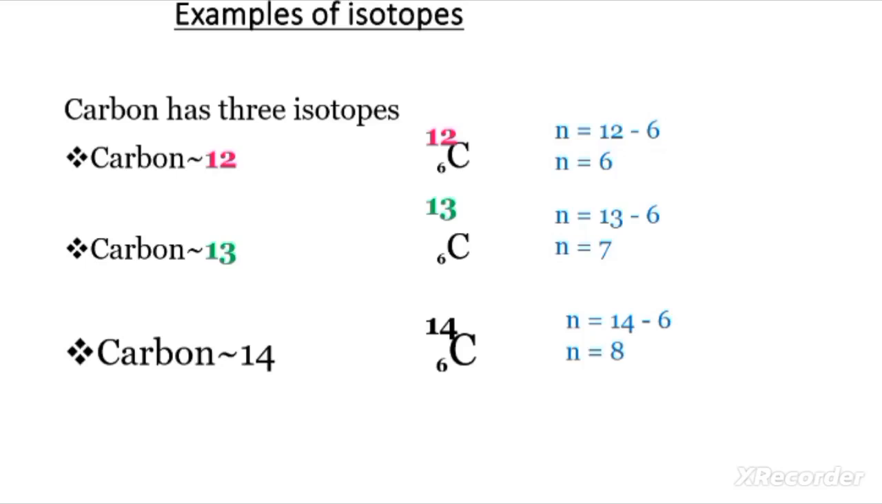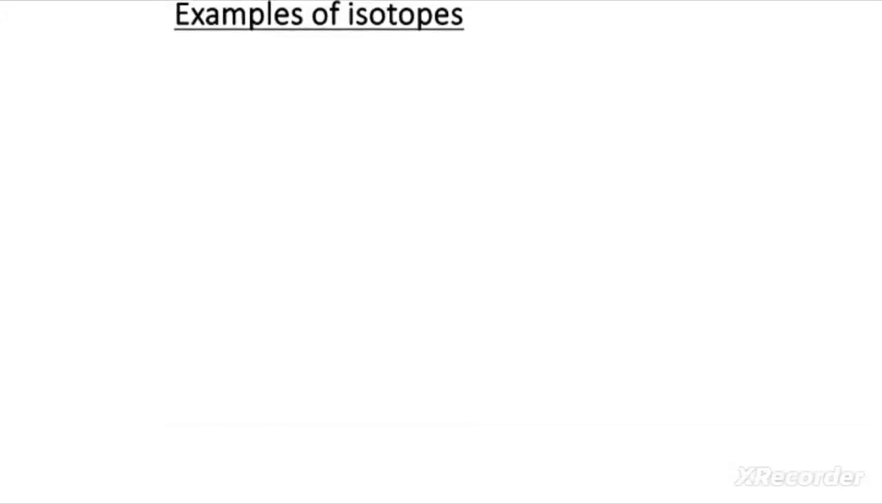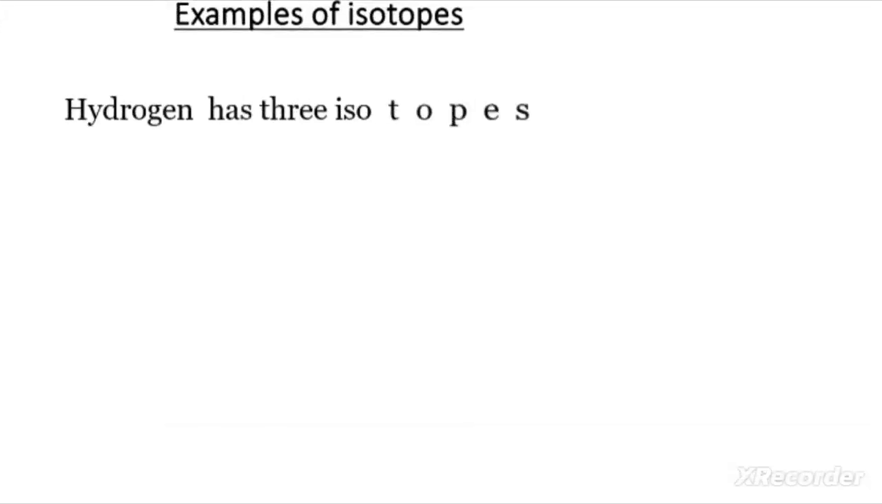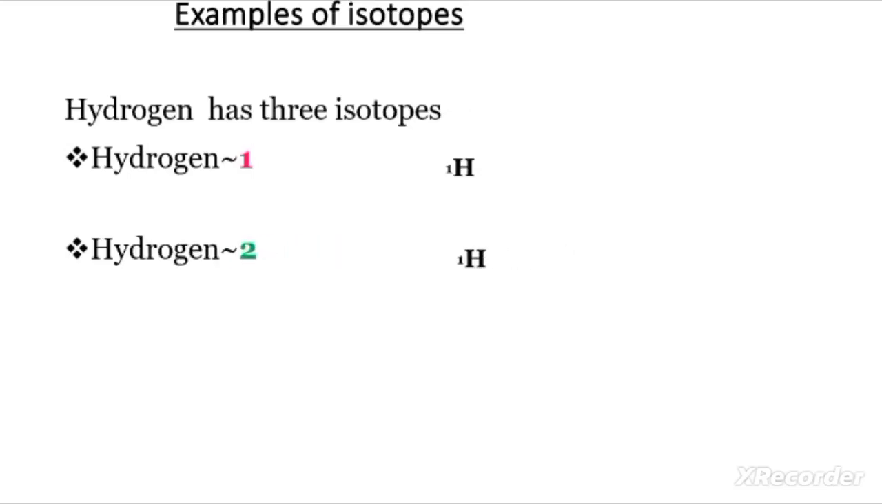We are also going to look at hydrogen. Hydrogen also has 3 isotopes. We have hydrogen 1, which is also called protium. We have hydrogen 2, which is also called deuterium. We also have hydrogen 3, which is also called tritium.